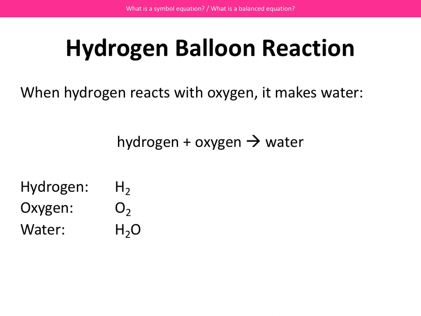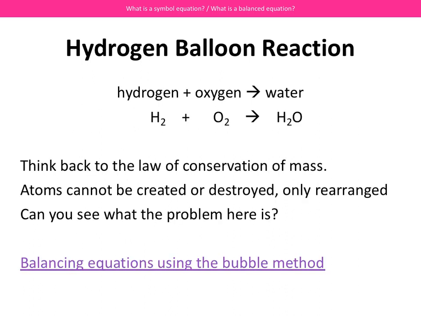And we can now think about what the chemical formulae are for each of those substances. So for hydrogen, it's H2, oxygen, it's O2, and water, it's H2O. So here it is represented.